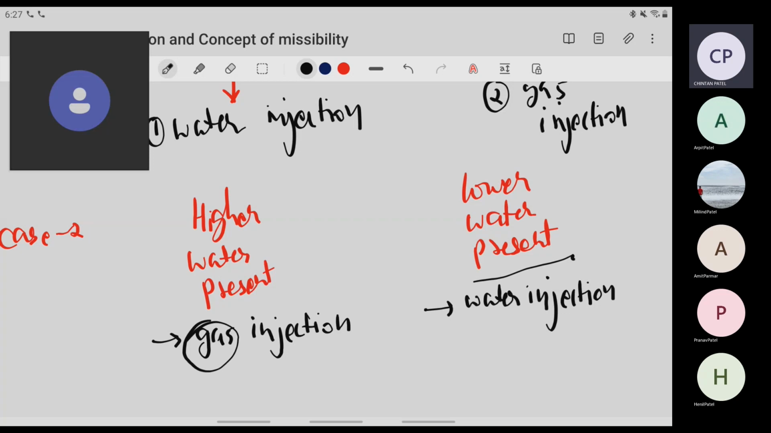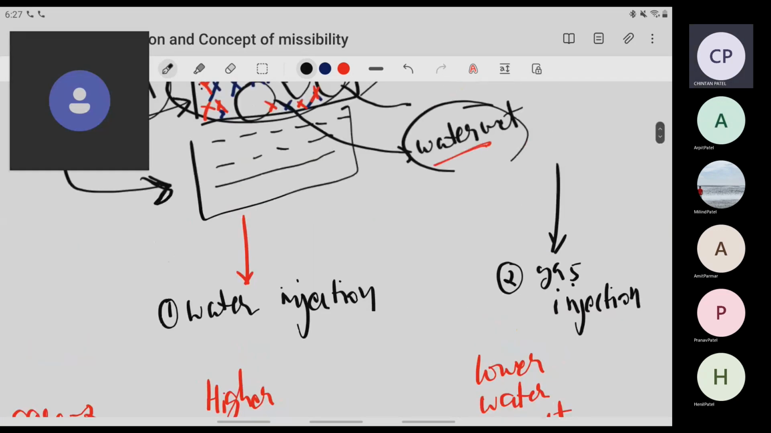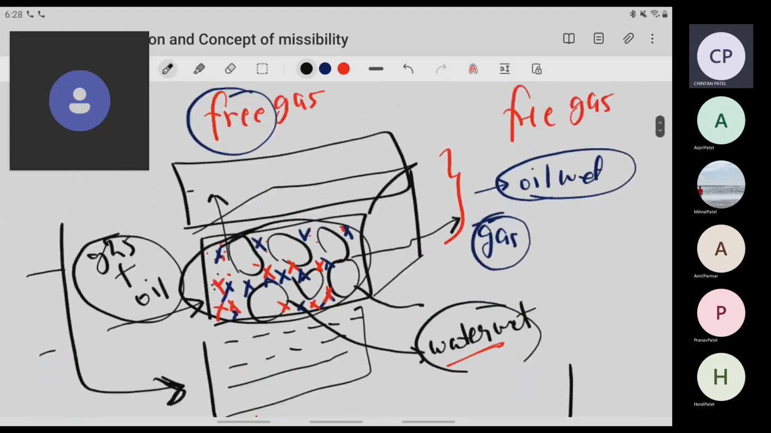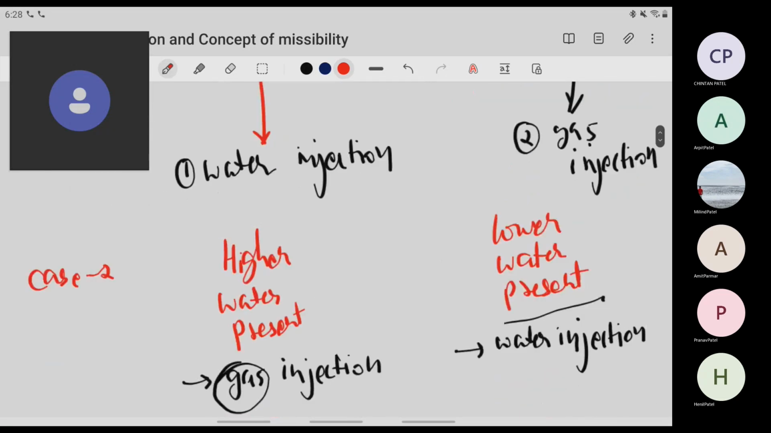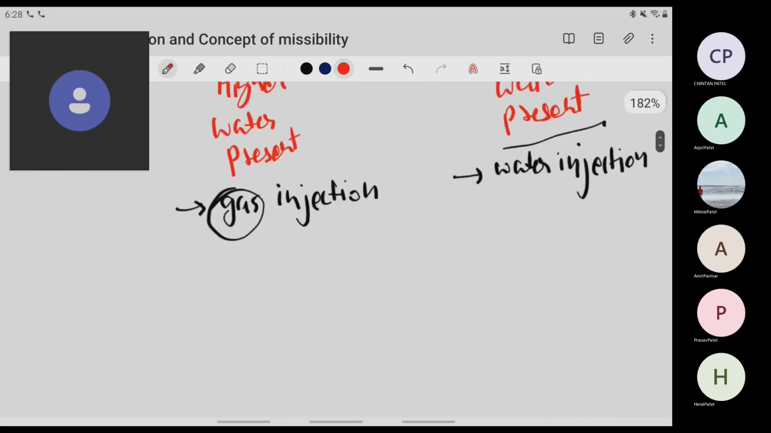Any other questions on this? So I'm talking about free gas. Let's suppose free gas is already present in higher amount, or I'm talking here about the initial water, which may be present in terms of connate water or in terms of free water also. So hope you understood this. Can we go ahead?